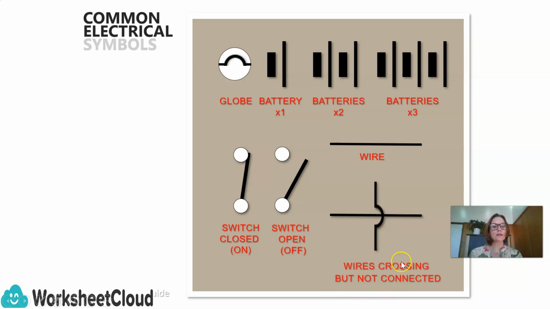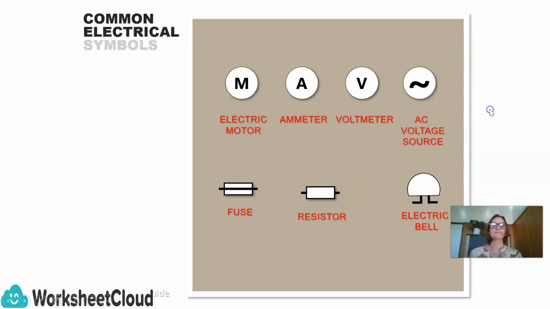Here wires are crossing, but they're not connected in the circuit. So it just forms a little jump there to say I'm jumping over it, but they're not connected. Okay, some more. We have an electric motor we're going to learn about today.